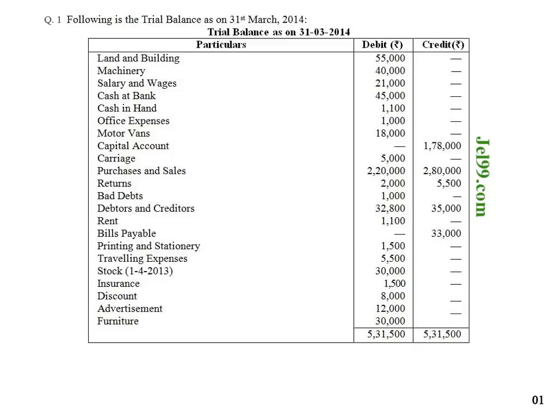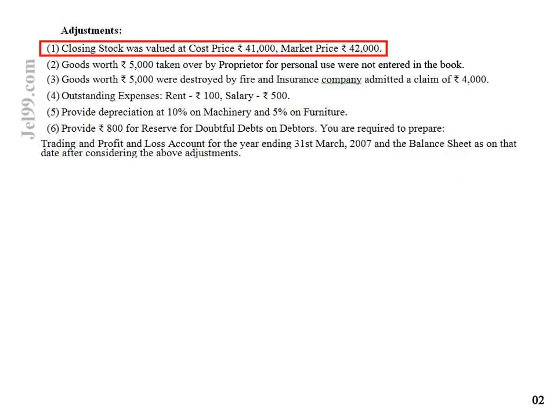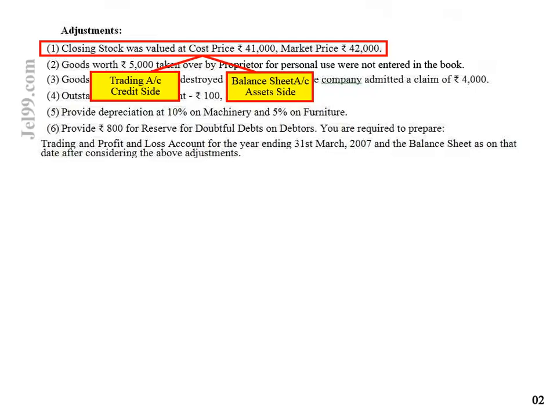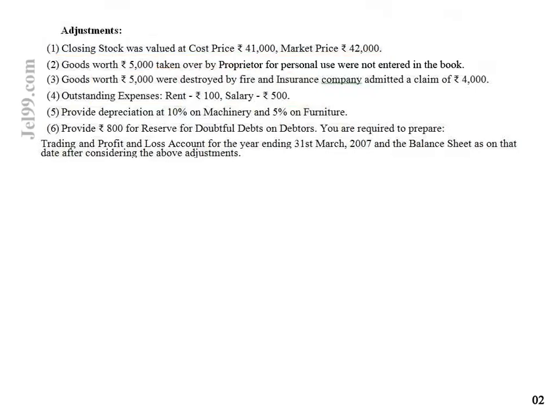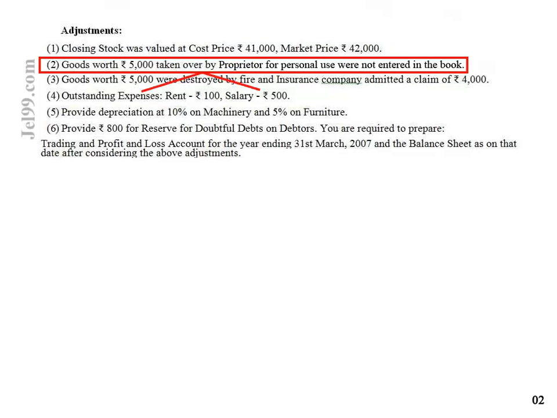Now let's see the adjustments. Adjustment number 1. Closing stock was valued at cost price of Rs 41,000, market price Rs 42,000. It has two effects. First is trading account credit side and second effect in balance sheet assets side. Next is adjustment number 2. Goods worth Rs 5,000 taken over by proprietor for personal use were not entered in the books. It has two effects. First is shown in trading account credit side and second is shown in drawings, less from capital.